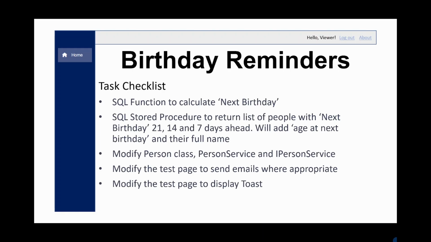And lastly, because we aren't getting any feedback from the email test page at the moment, we'll put some toast messages to display what's happening, i.e. whether an email has been sent or whether it hasn't been sent, or where there's just simply nobody that we need to send emails to. So we'll start off by looking at the SQL function to calculate next birthday.